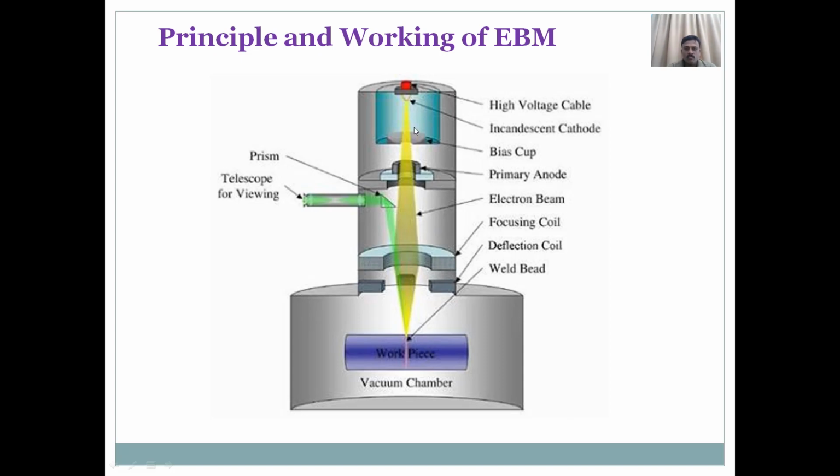Now, the kinetic energy of the electron beam, from the starting point to the end point, is converted into heat energy. Due to this conversion, a huge amount of temperature is generated, and due to this high heat, the material gets melted. This is the overall principle and working of the EBM.